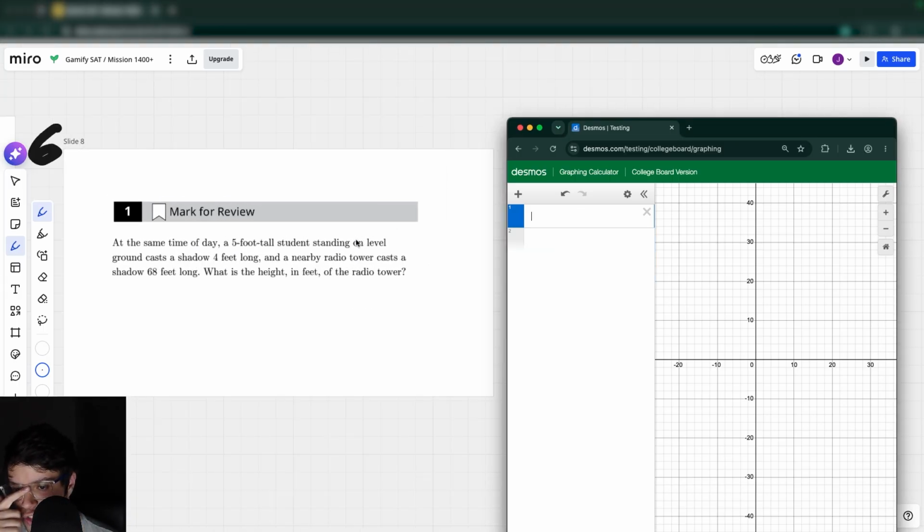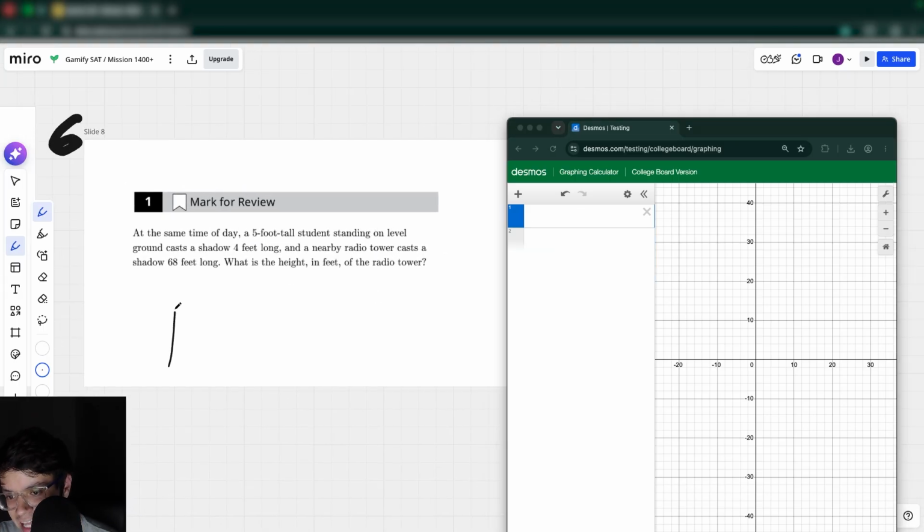One more quick example. So we have a 5-foot-tall student that casts a 4-foot shadow, so something like this. And I know it's not really a full triangle, but let's just pretend like it is. So just write an imaginary line there. And then we have another thing that casts a shadow that is 68 feet long. So a lot longer over here. And we're trying to see here, what is the height of that? So we could say x for that.